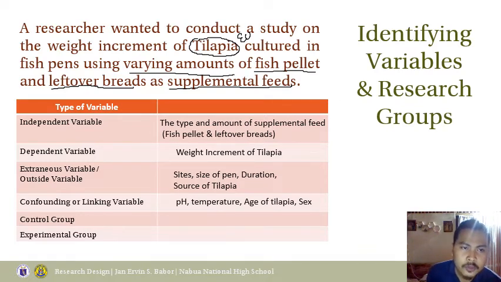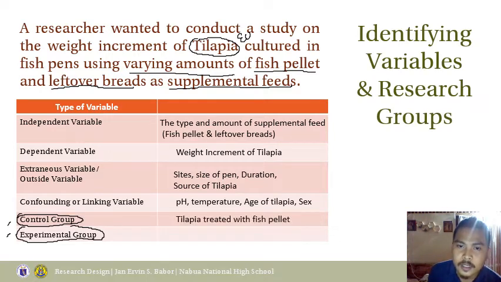Now, let me introduce you to research groups. The first research group is the control group, and the second one is the experimental group. Now, we both use this one for comparison and to test significant differences. So, what is the control group in this study? It's the tilapia treated with fish pellet. And what is the experimental group? It's the tilapia fed or treated with leftover breads.